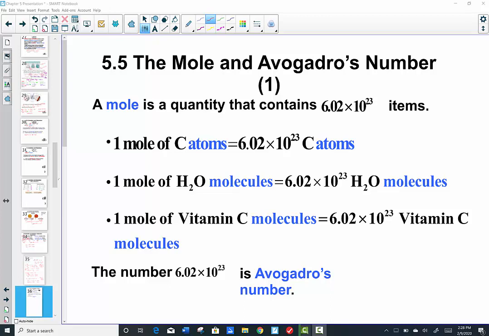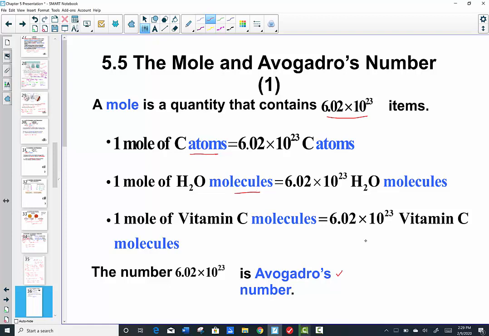What is a mole, you might ask? In chemistry, a mole is a counting unit. A mole represents a quantity that contains Avogadro's number, 6.02 times 10 to the 23rd, of anything. 6.02 times 10 to the 23rd represents the quantity mole. It is known as Avogadro's number. A mole can represent individual atoms of elements. It can represent molecules of water. It can represent large complex molecules such as vitamin C.